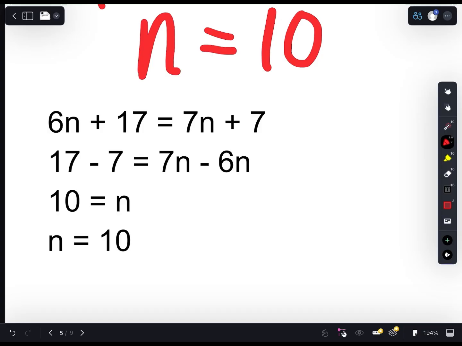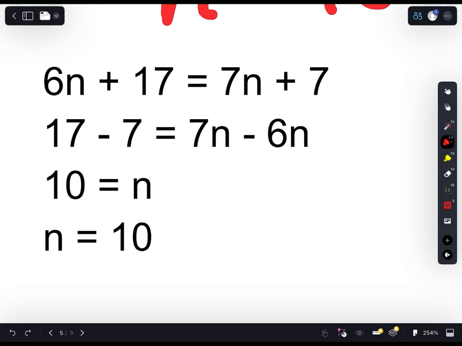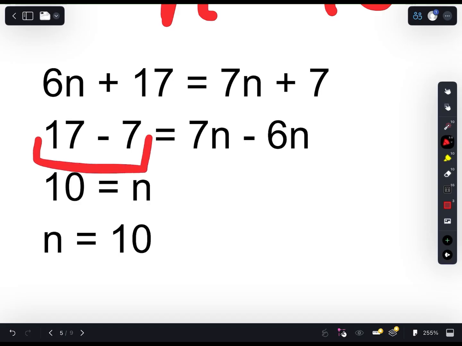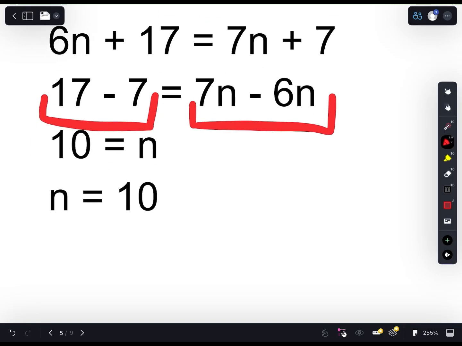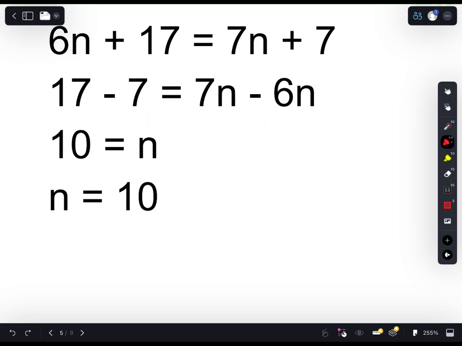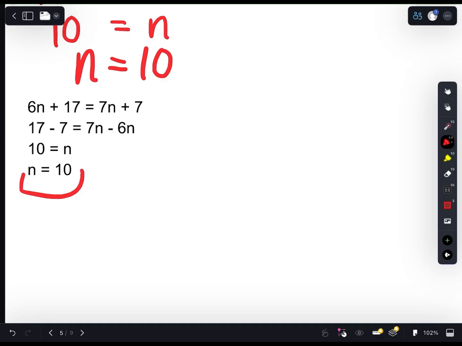So 6n, here we go. I have it just written down here. 6n plus 17 equals 7n plus 7. What did I do? I made all the like terms on their appropriate sides. So 17 minus 7, 7n minus 6n. It became 10 equals n, or therefore n equals 10. And that is it. That is how you solve that question.